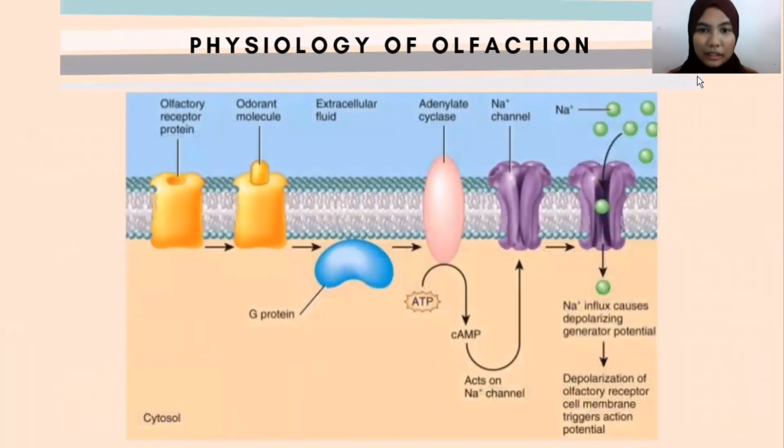As you can see here, this is the picture of the process. The olfactory receptor protein will receive an odor molecule and then it will turn on the G protein, which will then activate adenylate cyclase and eventually act on the sodium channel. It allows the flow of sodium positive, causing depolarization, a generator potential, and eventually depolarization of the olfactory receptor membrane triggers an action potential.